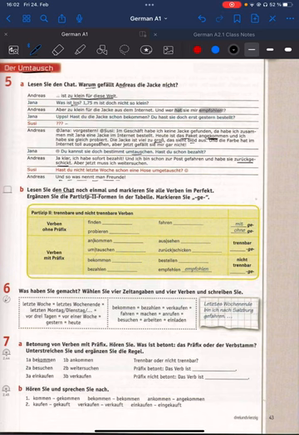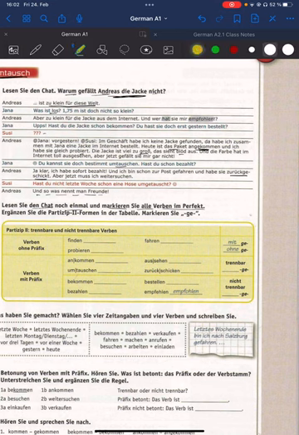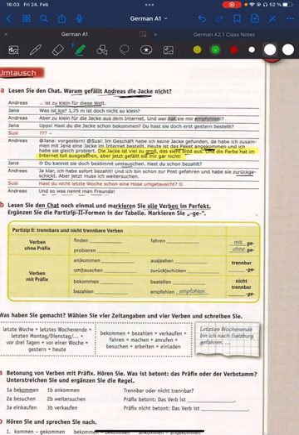Lesen Sie den Chat noch einmal, markieren Sie alle Verben im Perfekt. Okay, so warum gefällt ihr die Jacke nicht? Because the jacke is too groß and it looks stupid. And the Farbe in the internet, it was looking good, but now I don't like it at all. So that's why she has returned it. Now let's look at this. Look at the chat again and mark all the verbs in perfect. Again, the participle, zwei Formen in the table. So now let's mark all the verbs here.